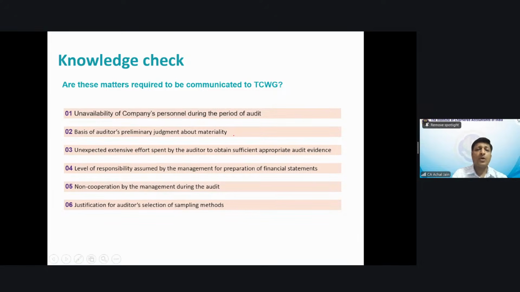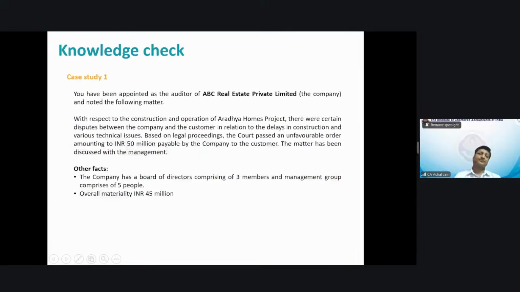Of course, when you talk about materiality assessment, any challenging matters, will those be communicated? Yes. Now, in respect of any significant judgment which the auditor has applied in relation to the significant risk areas, will you consider that? Yes, of course.